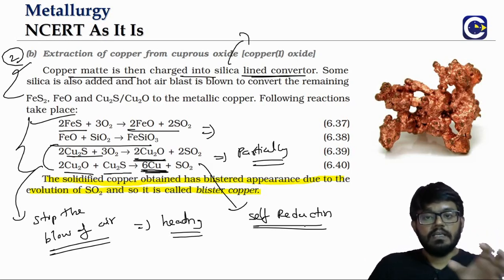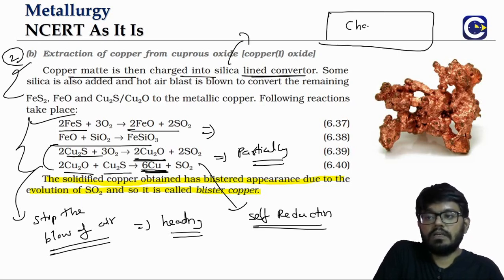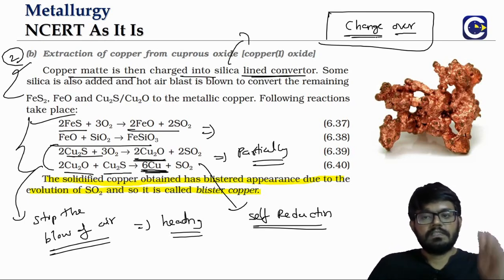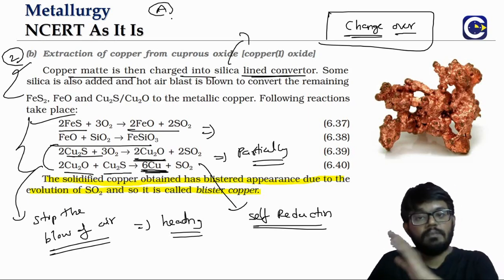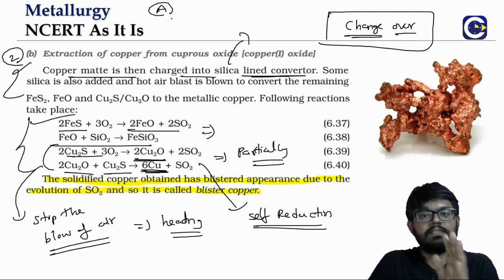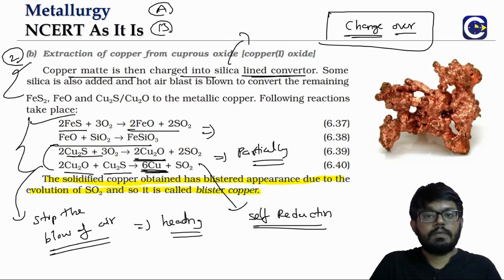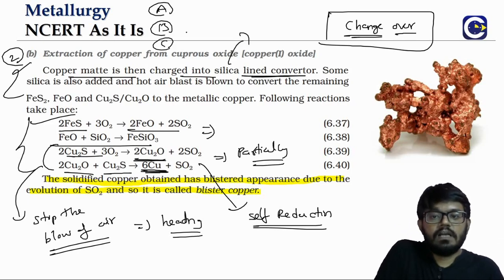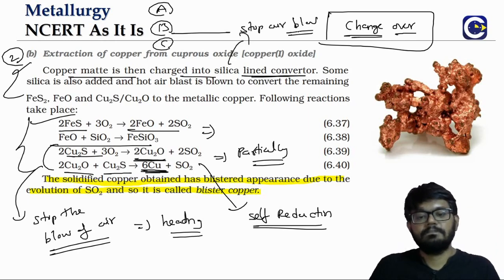So in the Bessemer converter, they are having a changeover. What do we call it in the language of industry? The process changeover. First stage, inside the Bessemer converter, stage A: the green flame stopping. That is an indication that all iron sulfide is converted into iron oxide. Stage B is to allow for the partial conversion of copper sulfide into copper oxide. Stage C, after stage B, we will stop the air blow. Then we will just heat it. Then we will achieve this self reduction.